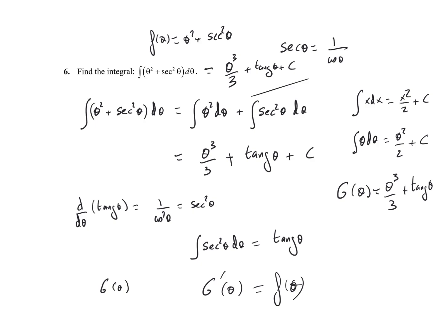If I take the derivative of theta cubed divided by 3, the derivative would be 3 theta squared divided by 3, and the 3 will cancel. You will have theta squared, and the derivative of tangent of theta is secant squared. So the problem is done.